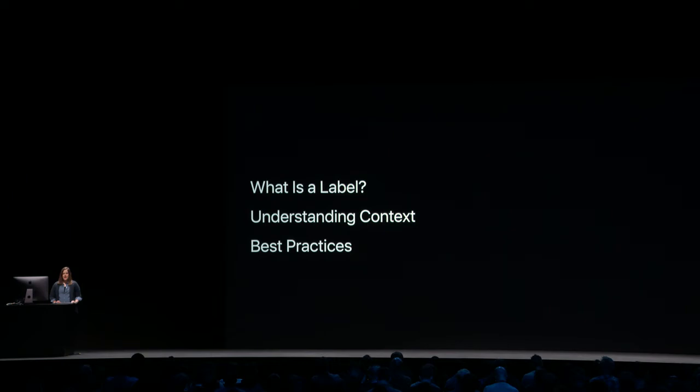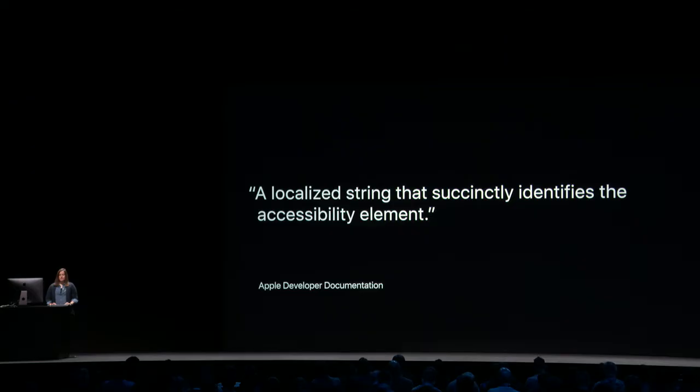So today, I'm going to talk to you about what an accessibility label is, understanding the context for writing great labels, and best practices. So what is an accessibility label? Well, the definition is pretty short. It's a localized string that succinctly identifies the accessibility element.